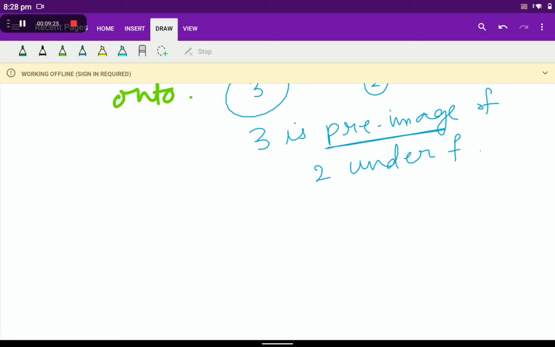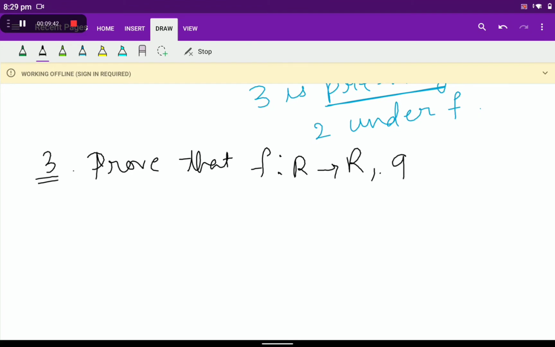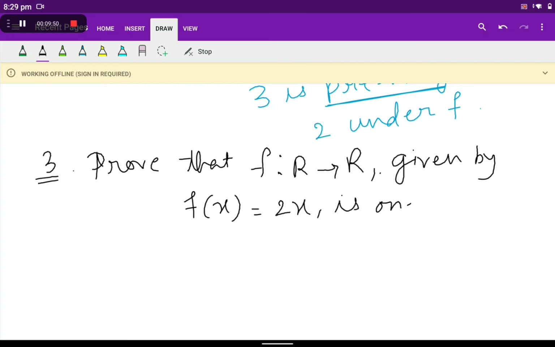Now what about our next problem? Our next problem is: prove that f maps R to R given by f of x equals 2x is one one and onto.